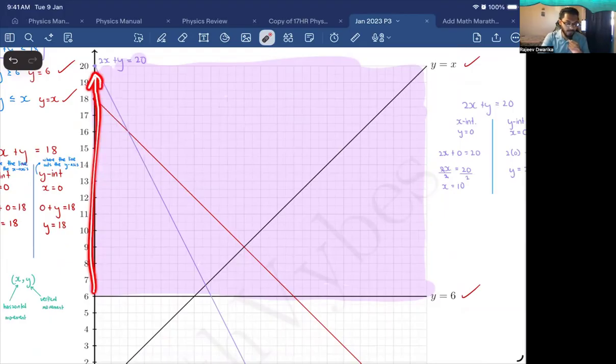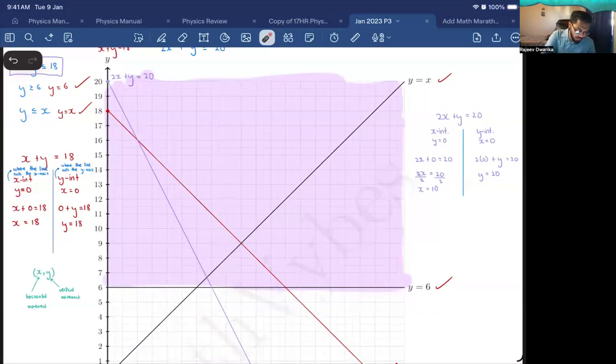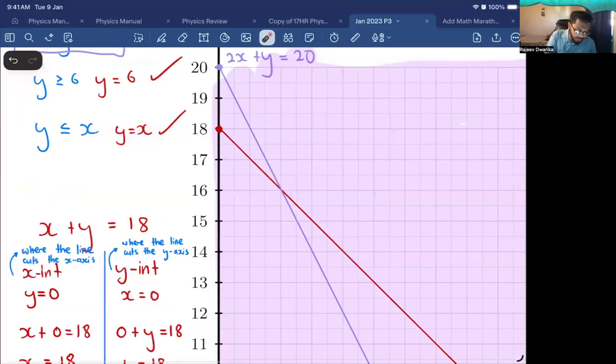Yeah, everything above the line y equals 6 will be more than that because of the inequality. Okay, good. Shade it. And let's look at the next one now. y is less than or equal to x.